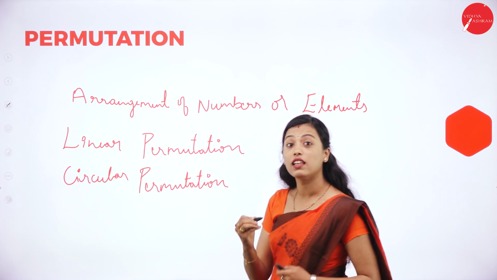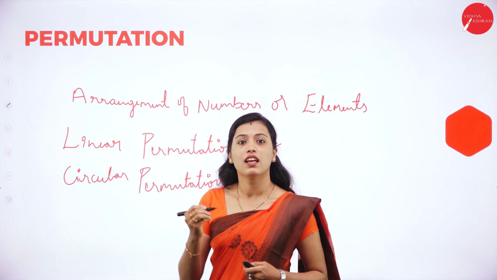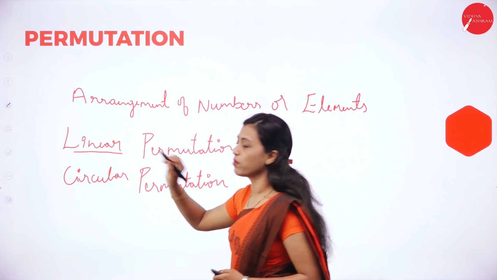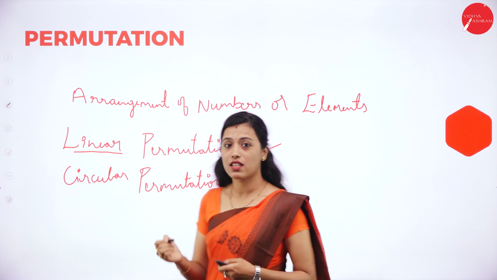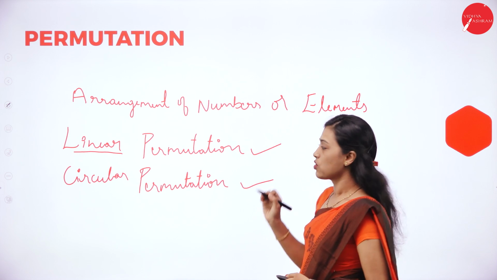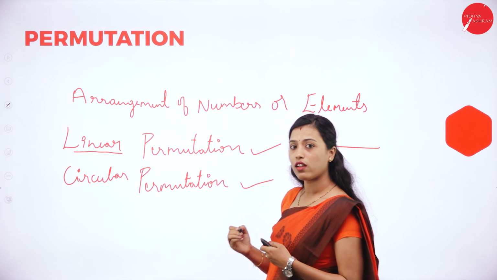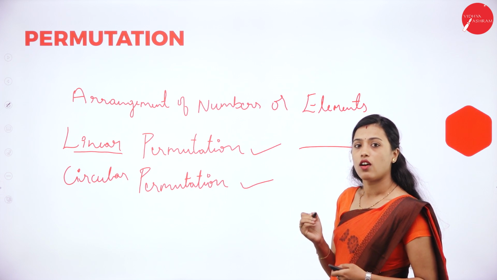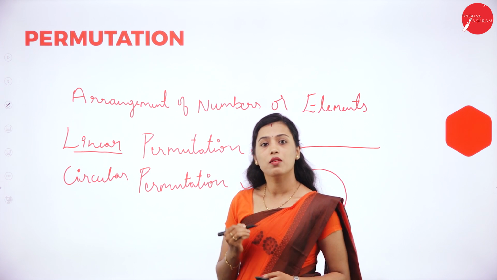What do you mean by linear permutation? Arrangement of numbers or elements in a line or row is called linear permutation. Arrangement of numbers or elements in a circle is called circular permutation.